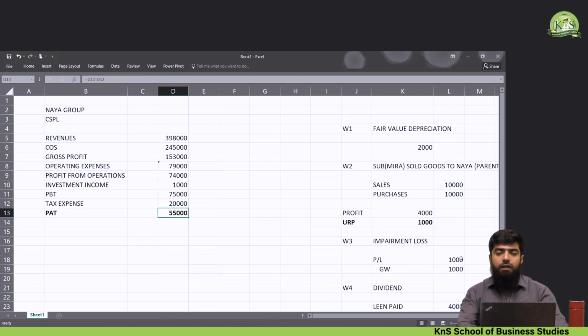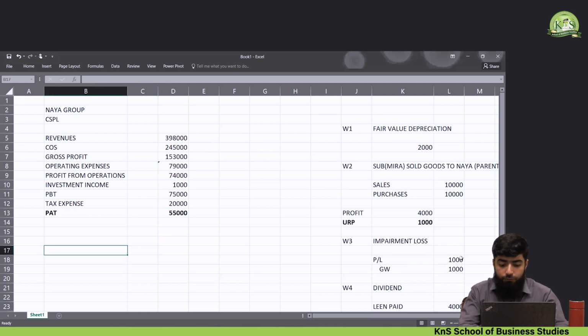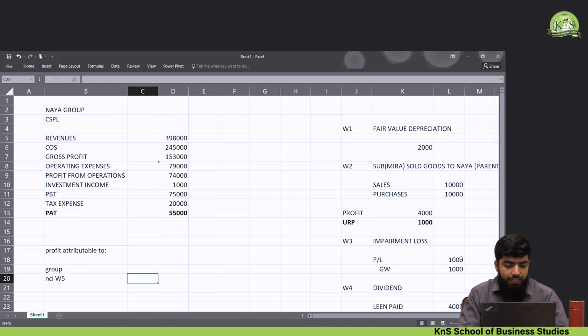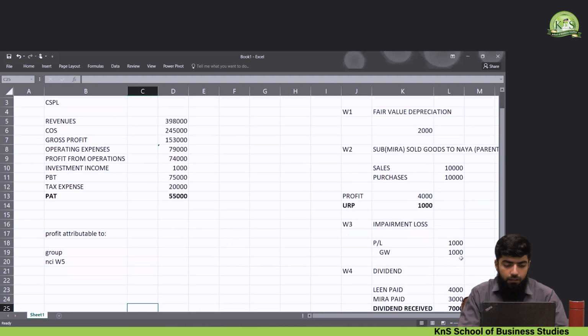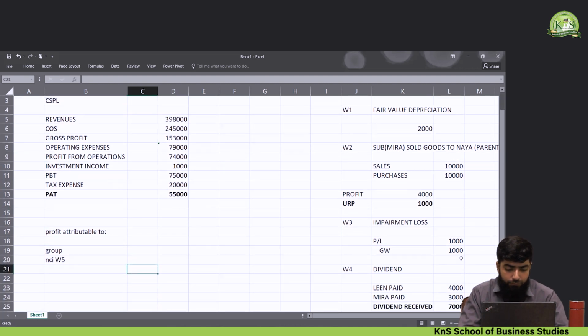Now that is the profit after tax, but that is not the end. As we all know, the important part is profit attribution. Now profit attributable to two things: number one, the group, and second, the NCI. It is always feasible to calculate the profit of NCI. Total profit is 55,000.